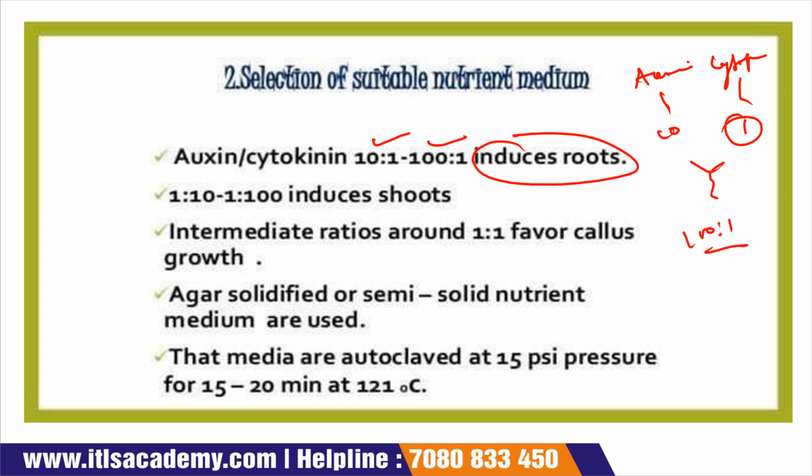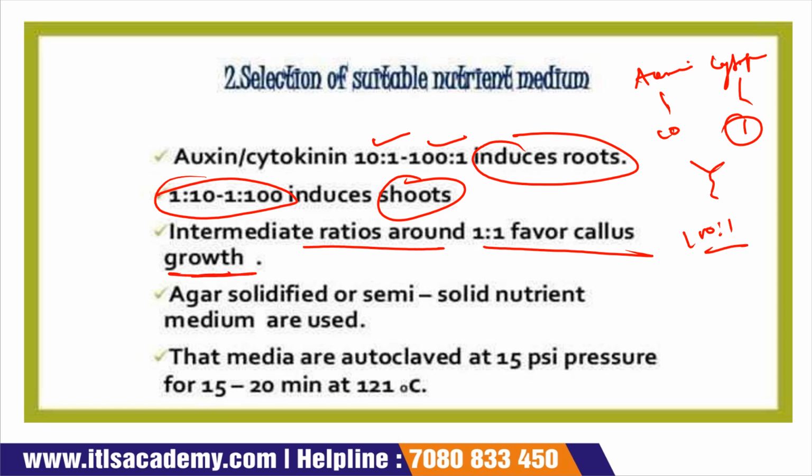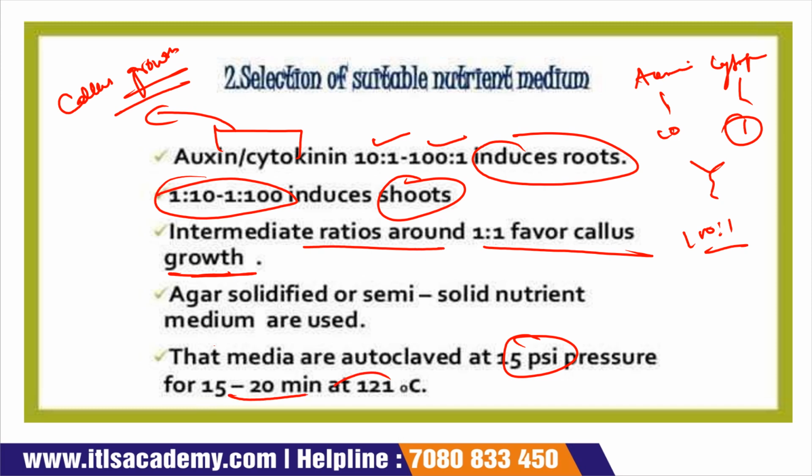Now if we have to induce shoots, then the concentration becomes the opposite. We require a ratio of 1 to 10 or 1 to 100. An intermediate ratio of around 1 to 1 favors callus growth. So if the amounts of auxin and cytokinin become equal, it leads to callus growth. Now we use agar-solidified or semi-solid nutrient media. The media are autoclaved at 15 psi for 15 to 20 minutes at 121 degrees Celsius.